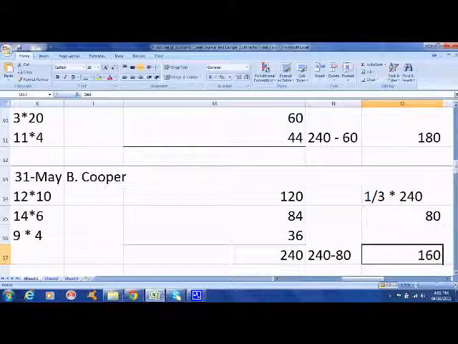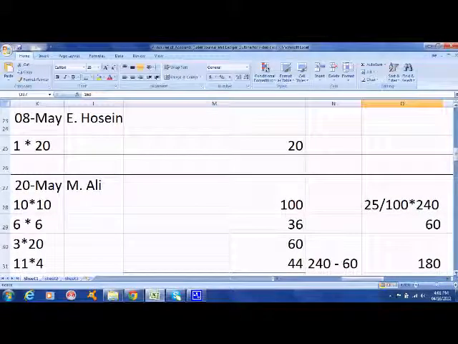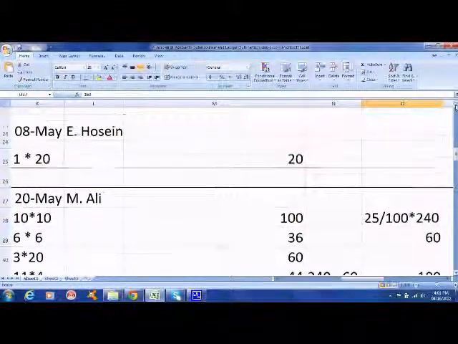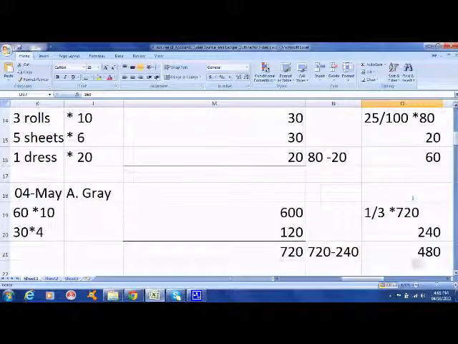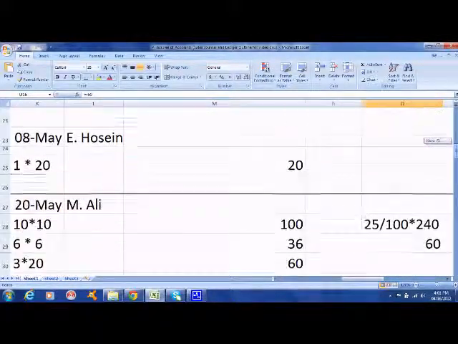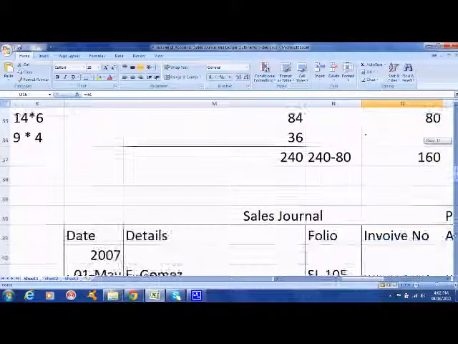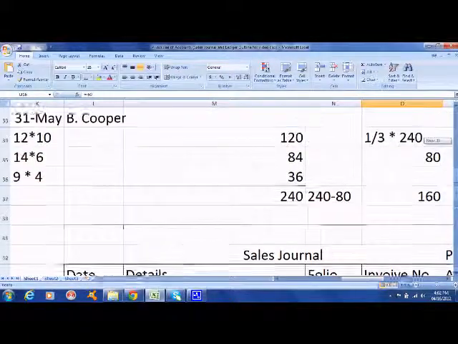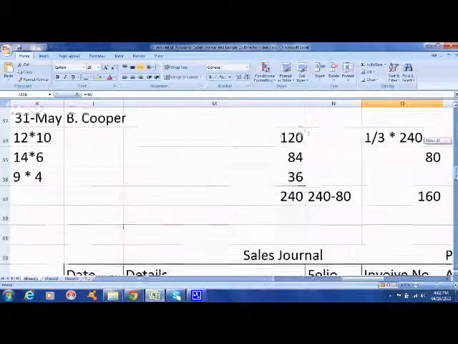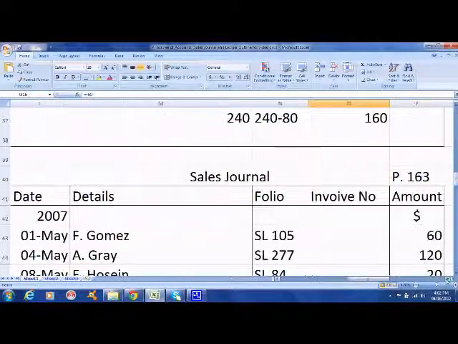So now, remember these figures. Alright. So these figures will go into your sales journal. I'll go again: the 60 sales journal, the 480 sales journal, the 180 sales journal, the 160 sales journal as well, and the 20 sales journal. So now this is how the sales journal is drawn up.